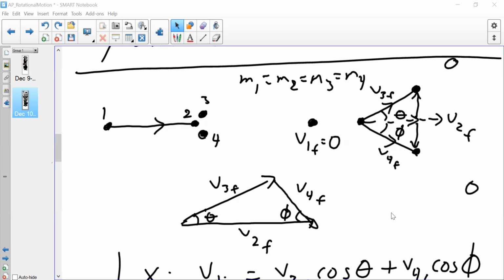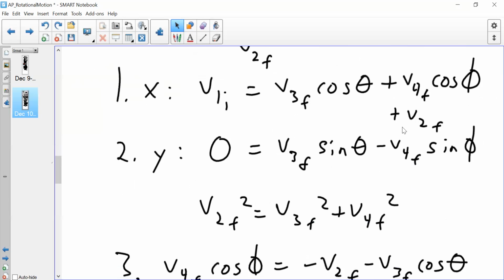So, just labeling that again, for the first time on both sides. Right, so we have V3 final sine theta, and this is negative V4 final sine phi. Okay.